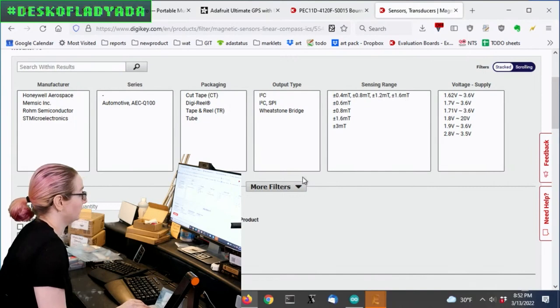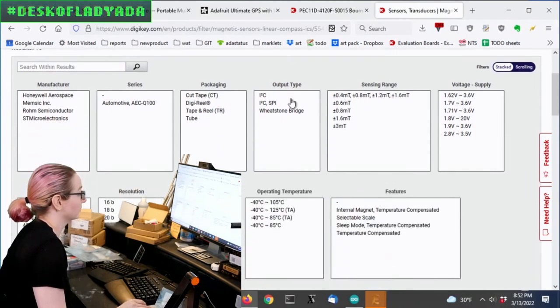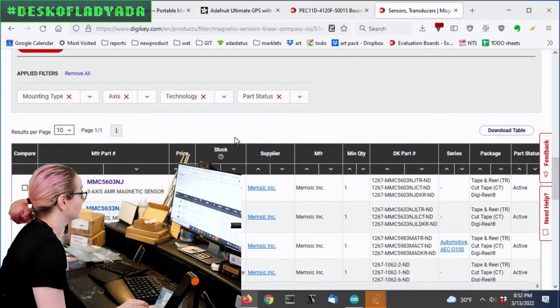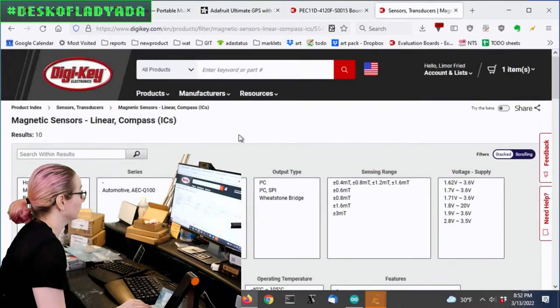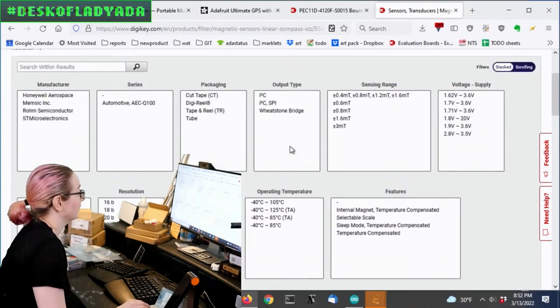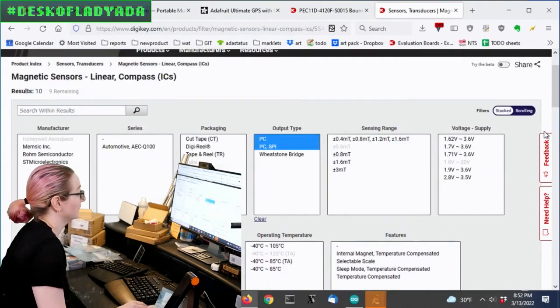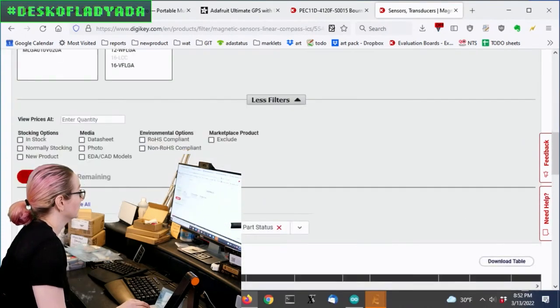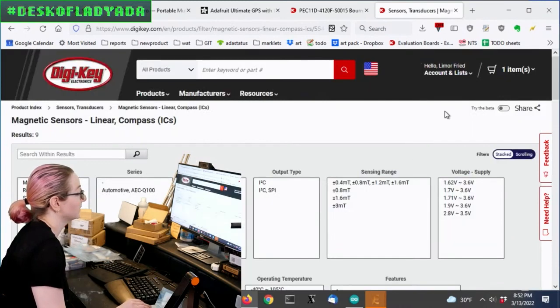Okay, so output type. This is the thing that I'm going to select first, because there's not a ton of options here, which is good. Actually, there's only 10. That's very small. So I think I want I squared C and SPI only. So let's do that limitation.